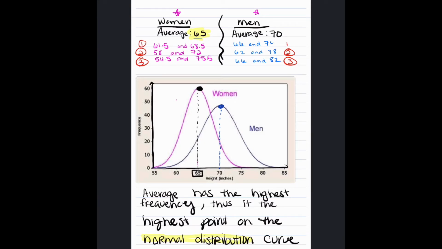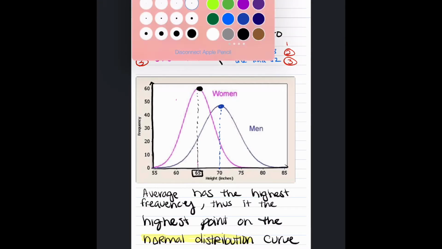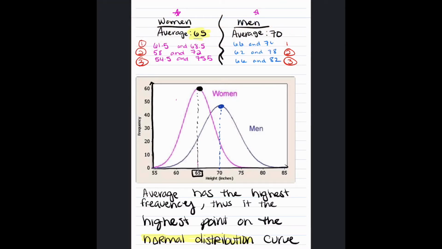Okay, so if we look at each of the standard deviations, again I'm going back to the women's graph. I'm going to start with this first one, so 61.5 and 68.5. 61.5 is about here, like right there. 68.5 is about here. So this is all 1 standard deviation away from the average. Again, 68% of women will be between these heights here. And that's why the frequency is still high, but it's getting lower.